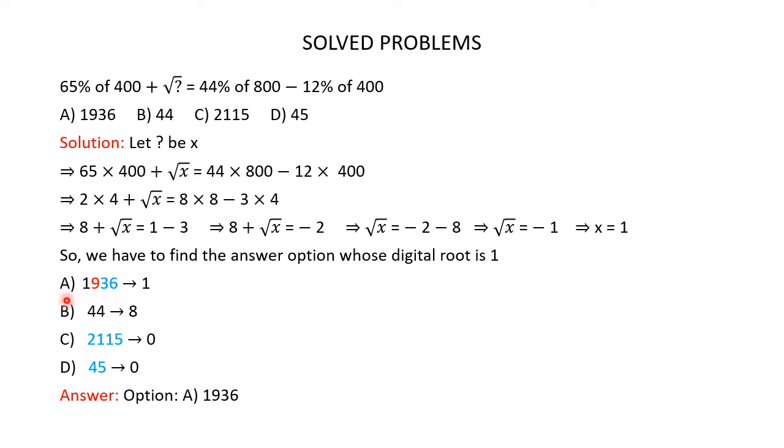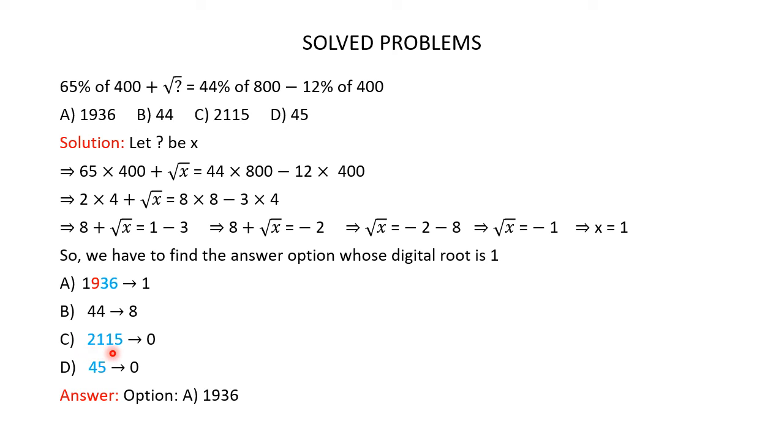Answer option A is 1936. You can ignore the 9. 3 plus 6 is 9, so you can ignore these two digits. So the digital root here is 1. Option B is 44. 4 plus 4 is 8. 8 is the digital root here.